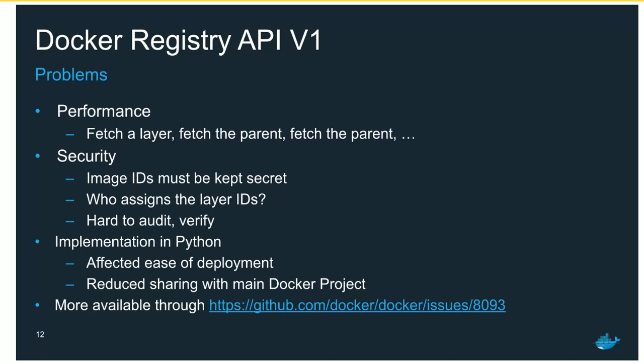So what are the problems with the V1 API? Like, why are we even sitting here talking about this? The biggest one is this fetch a layer, fetch the parent, fetch the parent, fetch the parent, fetch the parent. It's slow, and it's kind of a single track. The ancestry API does deal with that, but to build that ancestry, you still need to walk that linked list of layers. The other big aspect of the V1 API is the security.